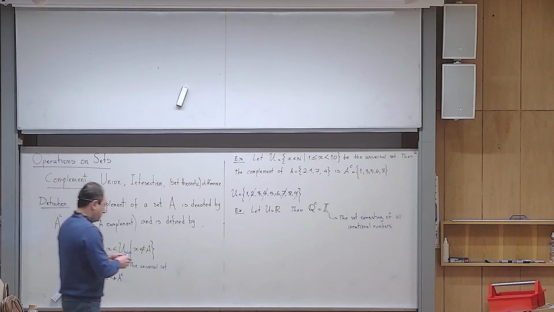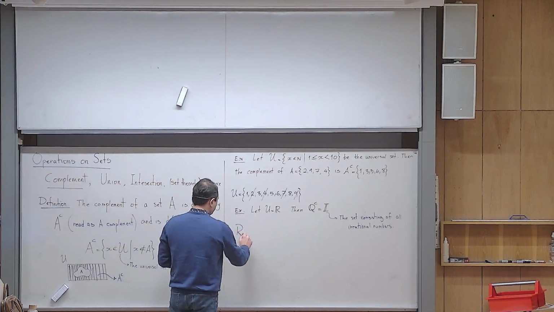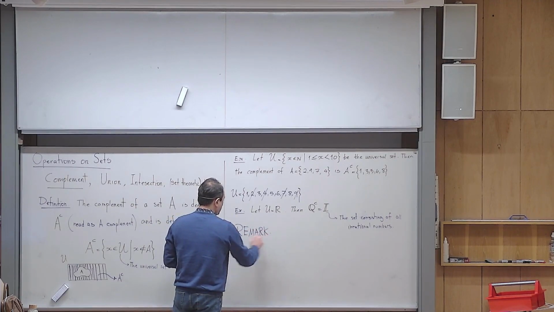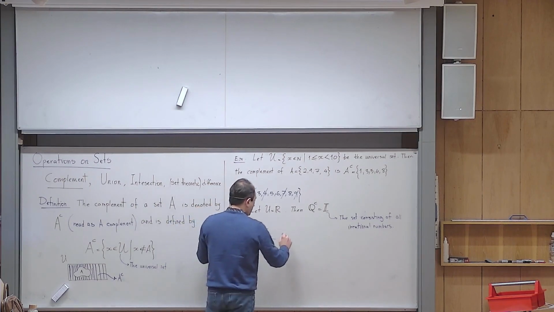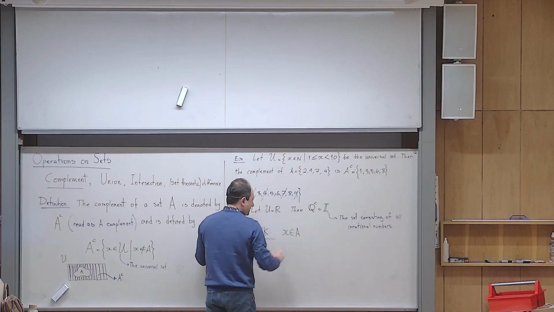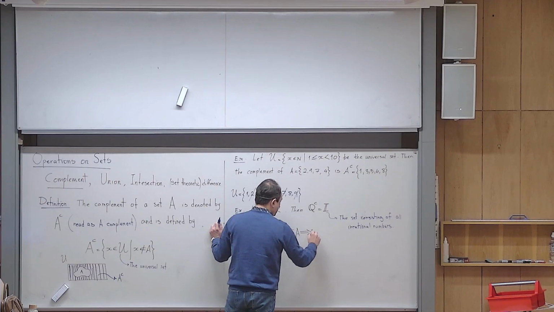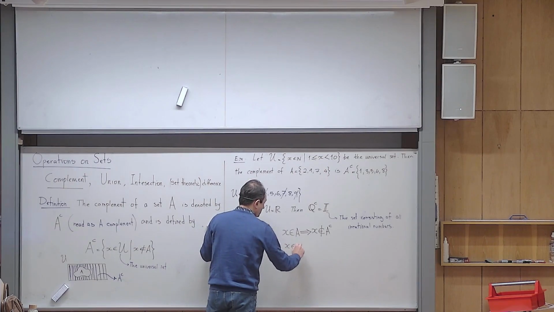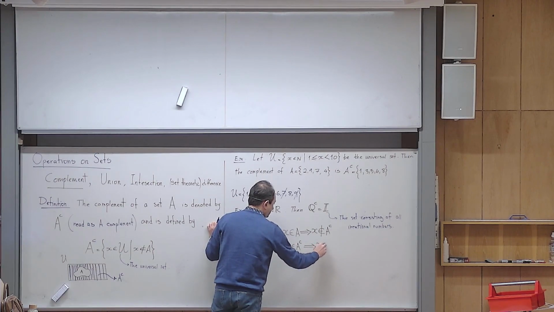Okay, so if I want to write a remark here, of course, this is something very trivial, but it is good to remember it here. So, if an element belongs to a set, I can conclude that this element does not belong to its complement, yes? Yeah, it is clear. Or if it belongs to the complement, it does not belong to the set itself.